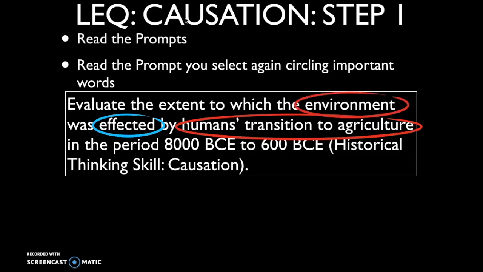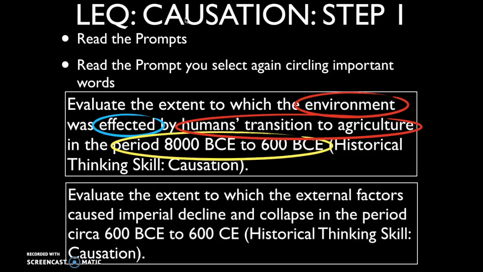So we're in the eye of our SPICE theme. And then the time period here is 8000 BCE to 600 BCE. So we're exclusively in the time period of period 1. Now let's look at this other prompt.